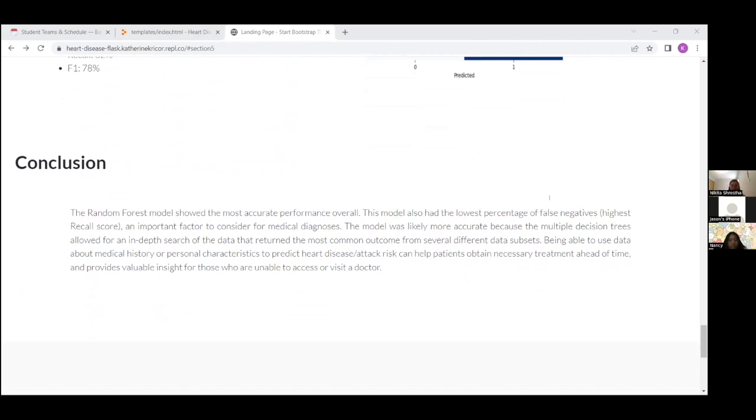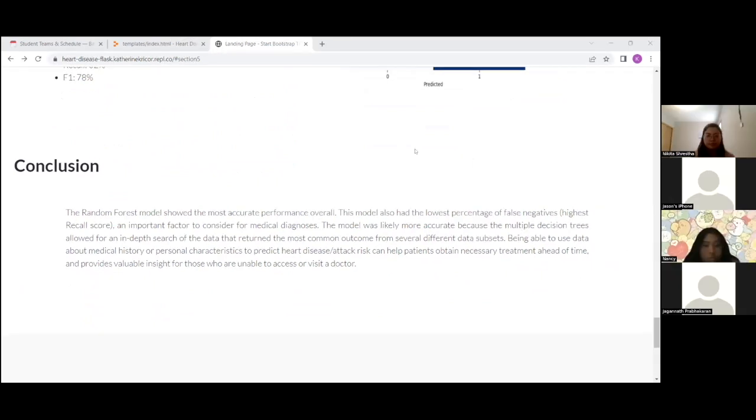In conclusion, the random forest model showed the most accurate performance overall. This model also had the lowest percentage of false negatives and the highest recall score, an important factor to consider for medical diagnosis. The model was likely more accurate because multiple decision trees allowed for an in-depth search of the data that returned the most common outcome from several different data subsets.